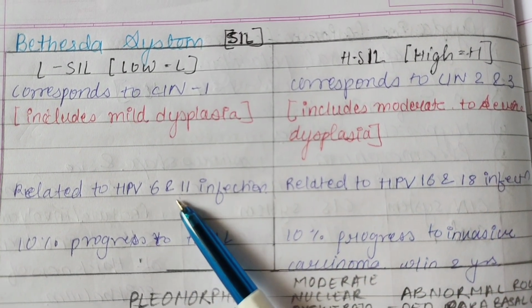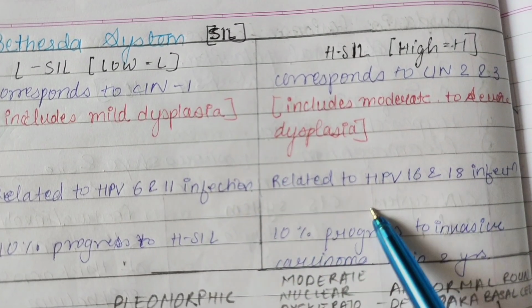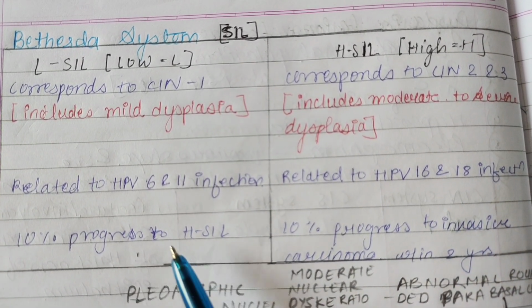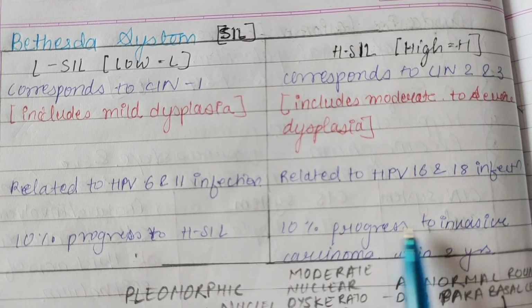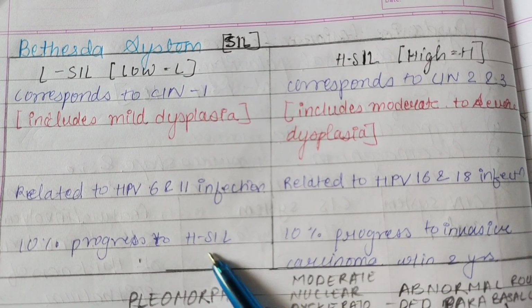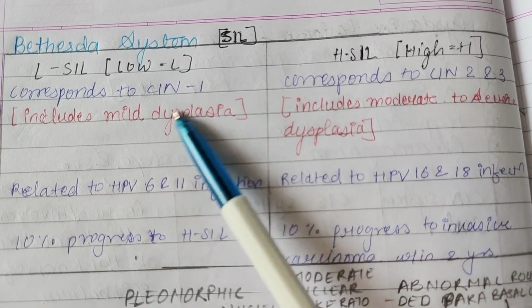Low SIL is related to HPV 6 and 11 infection. High SIL is related to 16 and 18 infection. Low SIL has 10% progression to high SIL and 1% progression to invasive carcinoma within 2 years. Means it has very low chances of conversion to high SIL. H for high and L for low.